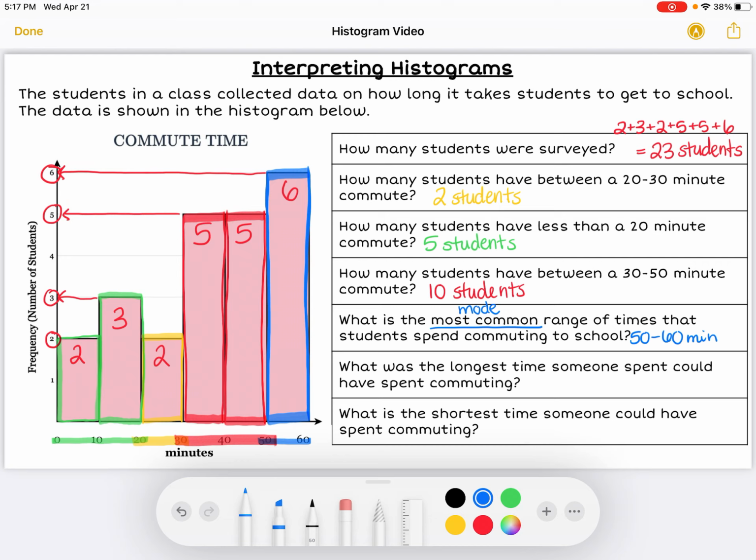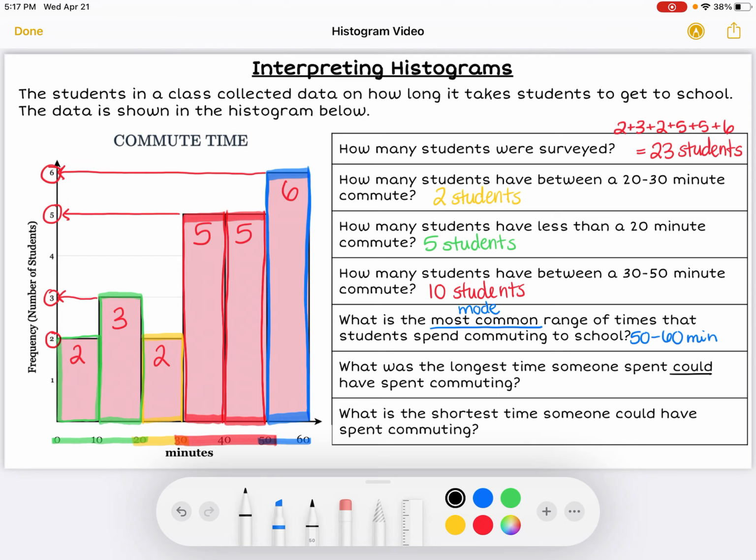So the next one says, what is the longest time someone could have spent commuting? The reason it says could have spent commuting is because, once again, we don't know for sure within each section how long each student's commute is. We just know the possible range that their commute could fall into.